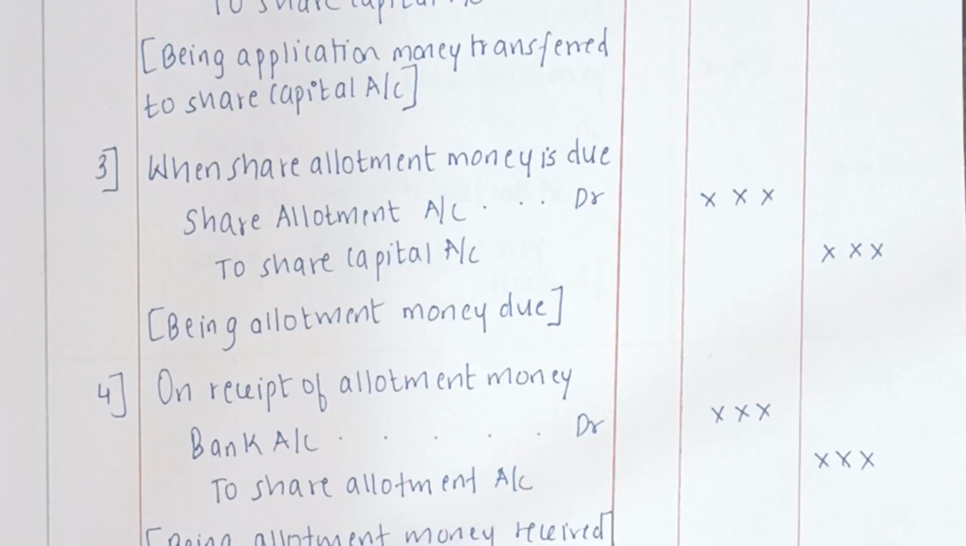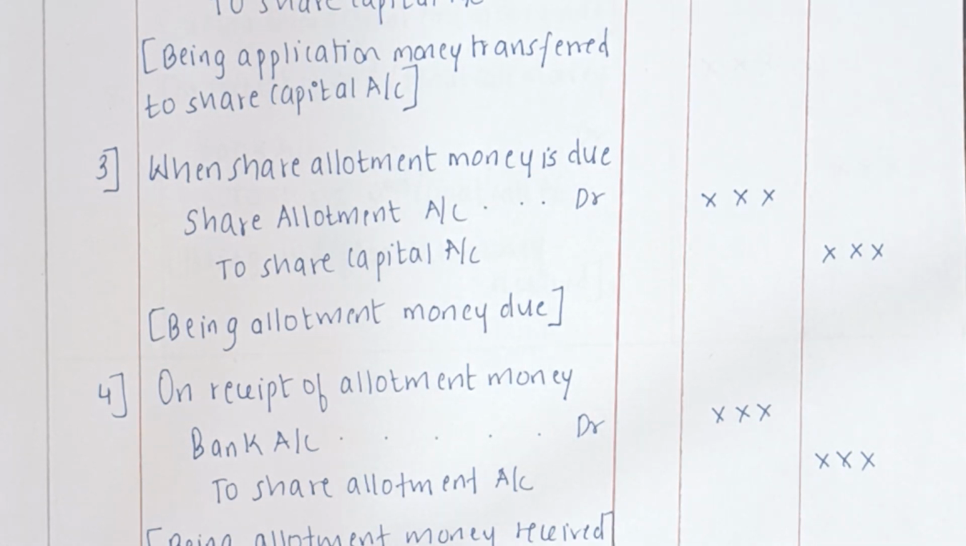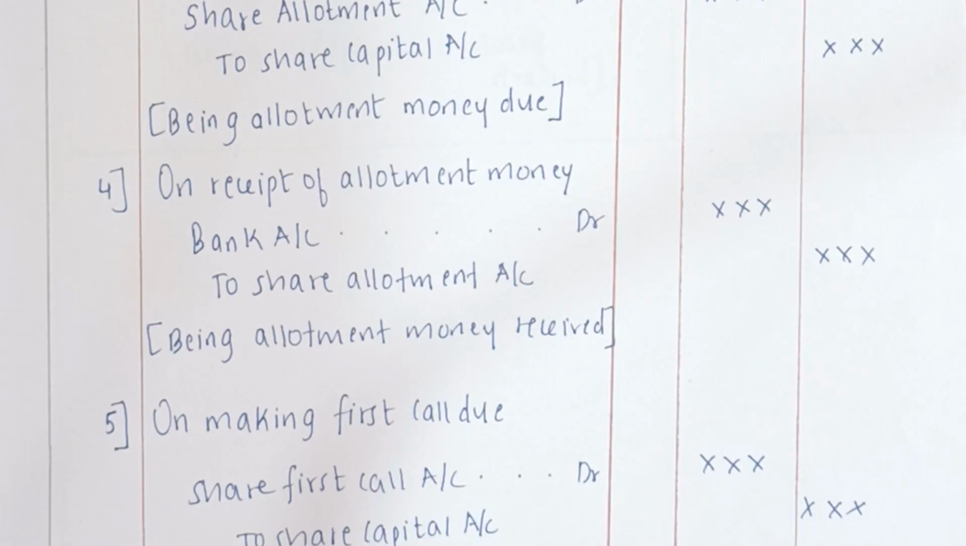Next is when share allotment money is due. The first 2 entries were about application, so now the next 2 will be about allotment. When the share allotment money is due, we write share allotment account debit to share capital, because the allotment money is due. Next is on receipt of allotment money. When you receive allotment money, the cash comes in. Therefore, bank account debit to share allotment account, and the narration is allotment money received. So the third and the fourth entries were about allotment.